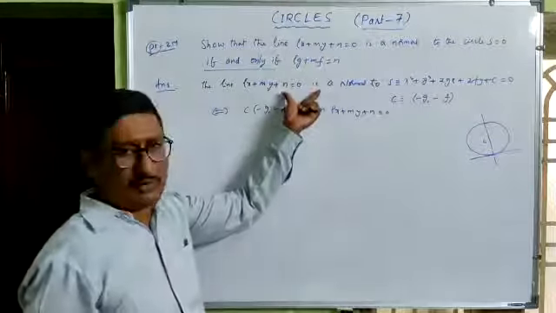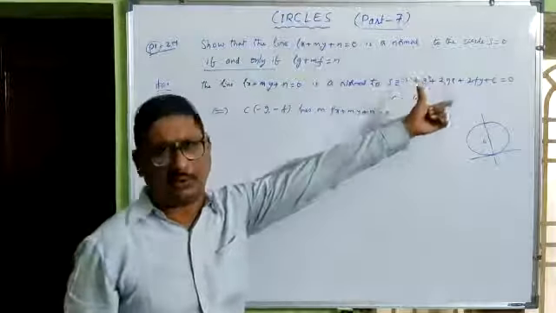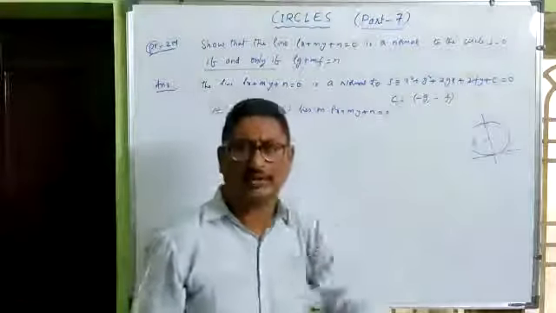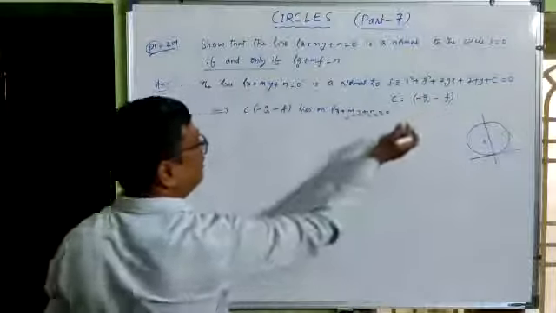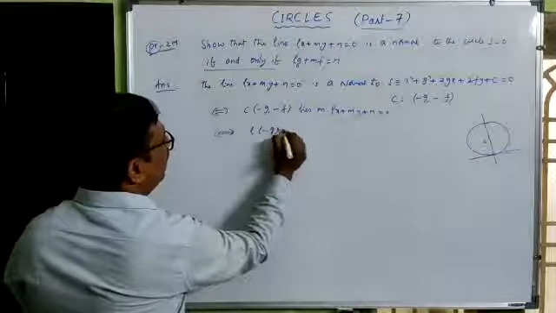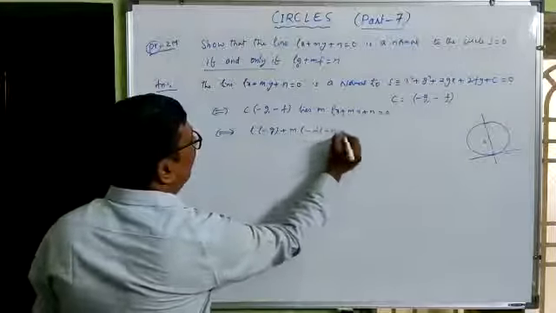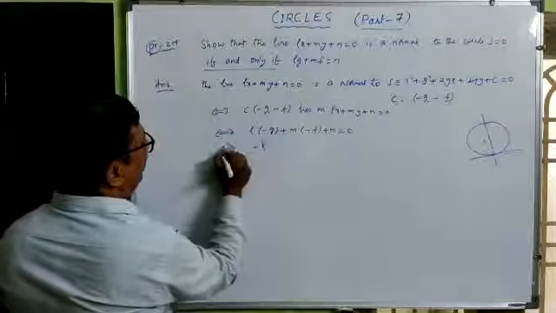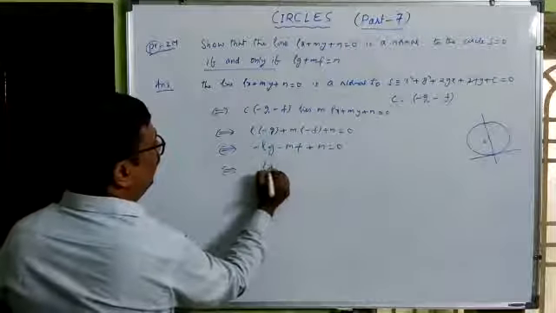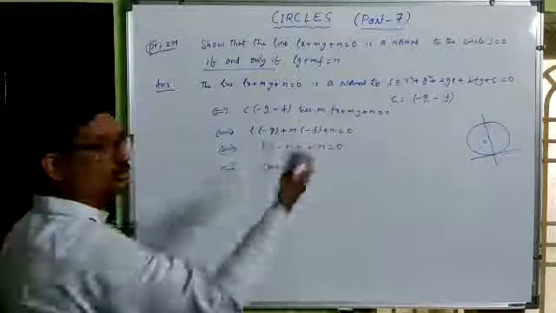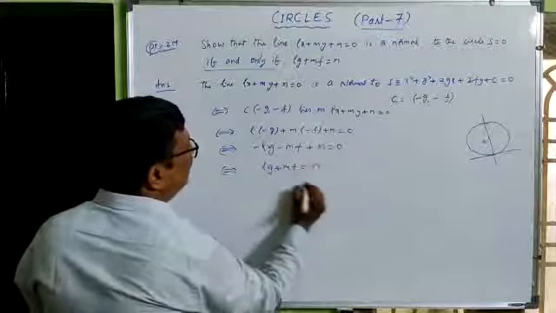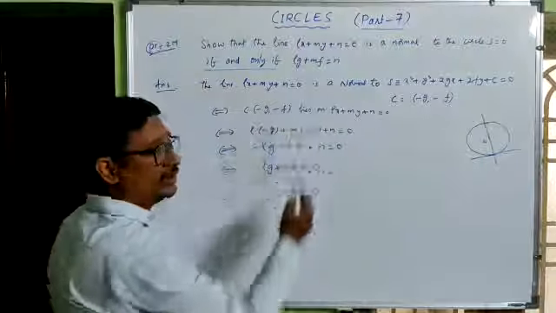So Lx + My + N = 0 is the normal to the circle S = 0. That means the center lies on the line. Why? Because normal always passes through the center of the circle. So the center is (-g, -f). Substitute here: L(-g) + M(-f) + N = 0. That means -Lg - Mf + N = 0, if and only if Lg + Mf = N. This is the required condition. Have a note.